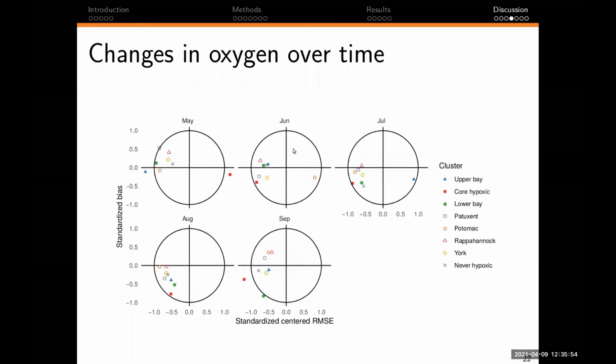And that goes back to the target diagrams that I showed before. So we had a negative bias developing, especially in July and August, and also to some extent in September, particularly in that core hypoxic and lower bay region. So in this part, the model is predicting that there will be less oxygen than was actually observed. That would be consistent with the idea that the oxygen has been improving over time in these regions, and that the model is not able to capture whatever it is that's driving those improvements.